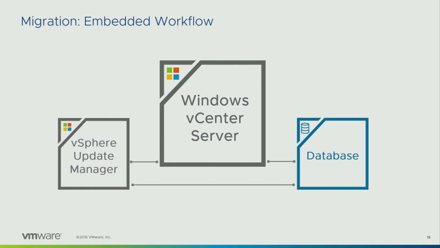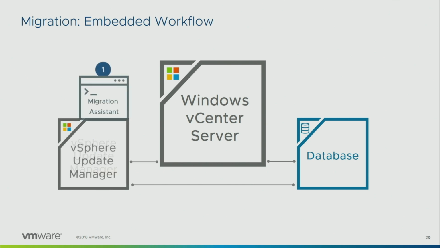All right. So here we have a scenario where I have a Windows vCenter server, I have my external database, and I have my Update Manager also running on a Windows box. The first thing we're going to do is run the migration assistant on Update Manager. Now, if you have Update Manager residing within the Windows vCenter server as well, you don't have to do this step. You can skip it and go directly to the Windows vCenter server and run the migration assistant there.